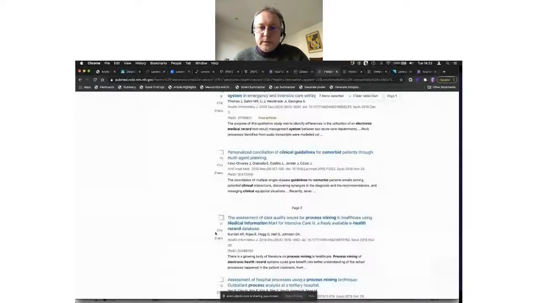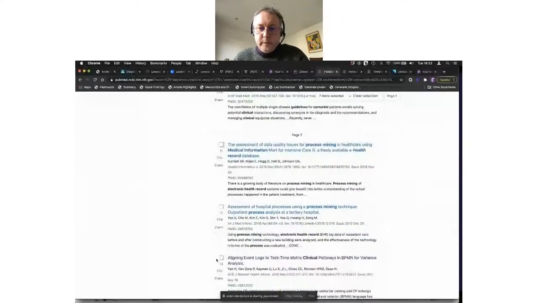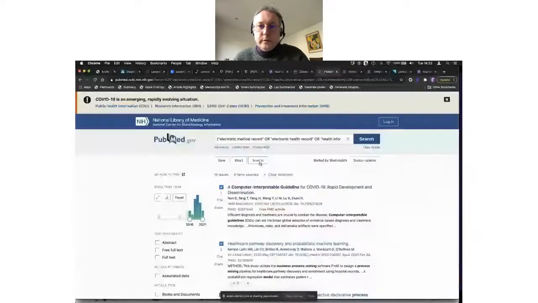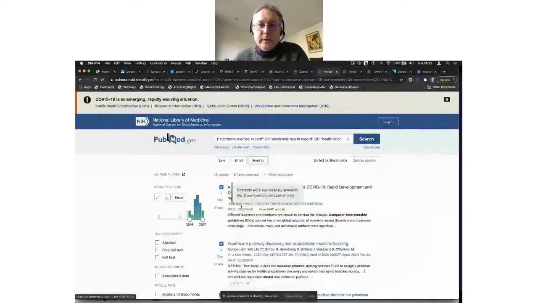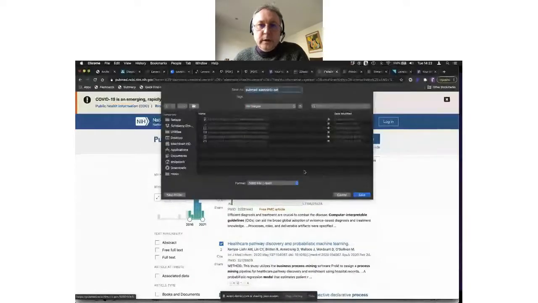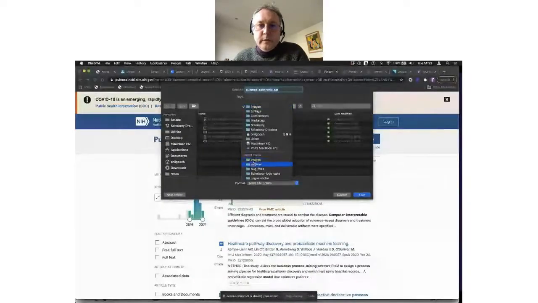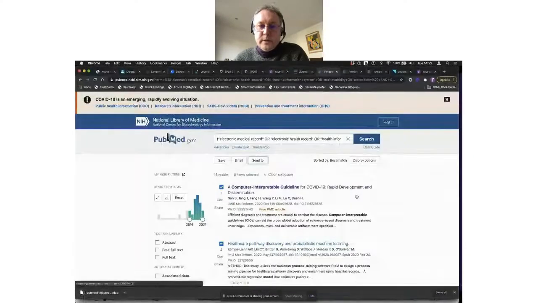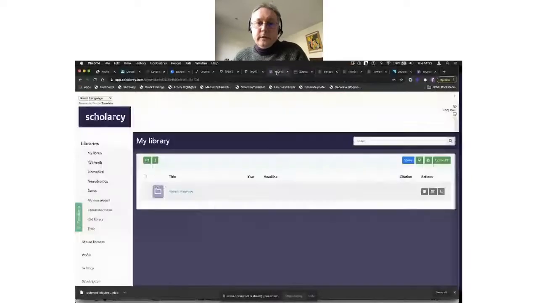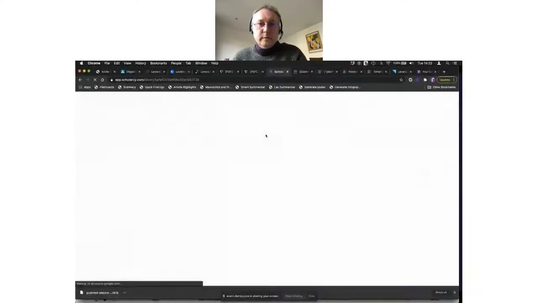So I'm going to save these papers to my computer. So in PubMed, I do save to Citation Manager, and I'm going to save that file and put it in a little folder that I've created here. So these are my search results, and it's just created a little BibTeX file. Now, what I'm going to do is import these search results into Scholarcy library.